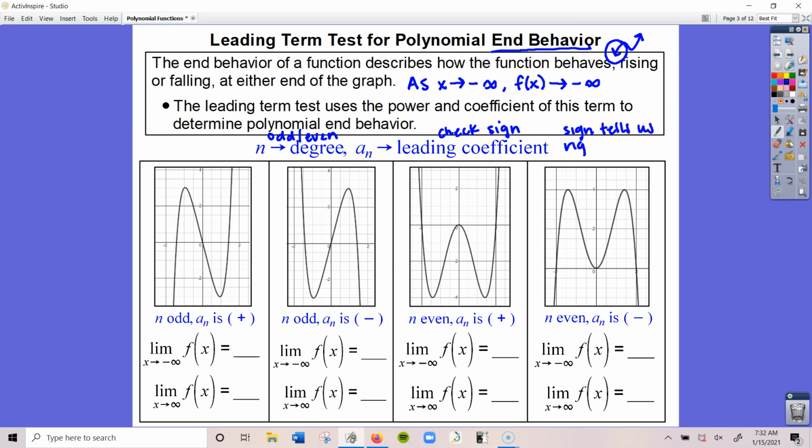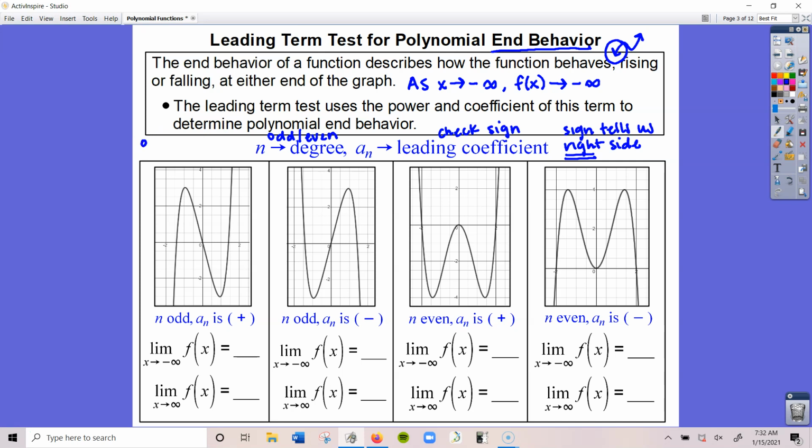So I'm just going to write this down. If the leading coefficient is positive, that means that the right side of the graph will go up. If the leading coefficient is negative, then that means that the right side will go down. Regardless, the leading coefficient will always tell you the right side. Now, whether the degree is odd or even will tell us the left side.